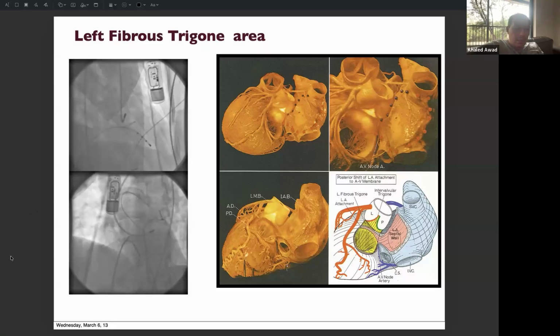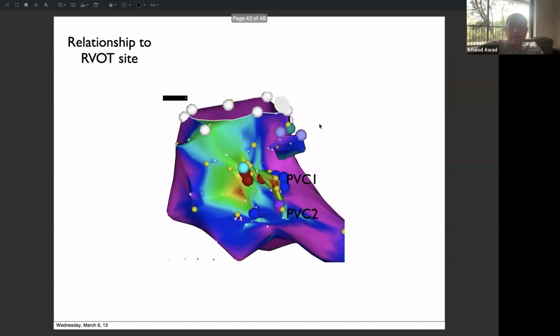And a lot of times these PVCs have to be ablated from both sides. Sometimes you have a site of origin that is somewhere in the RVOT that just exits sometimes to the LVOT, sometimes exits to the RVOT. When you start seeing things like that, just be a little careful. Sometimes you can have structural heart disease. It's just not apparent yet.